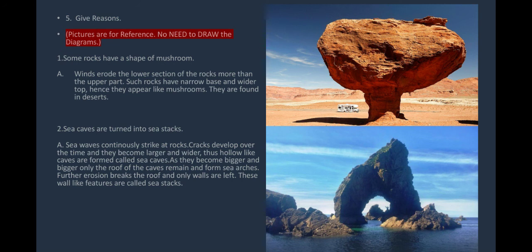Now see here, this is an arch it has become. Before that, the behind part will also be there. As they become bigger and bigger, only the roof of the cave remains and forms a sea arch. Here you can see the sea arch. Earlier it was a big rock. Further erosion breaks the roof and only walls are left. So only one wall will be left, the middle will be broken, and these are called sea stacks. You have to write the give reasons, no need to draw the pictures. Pictures are for your reference.